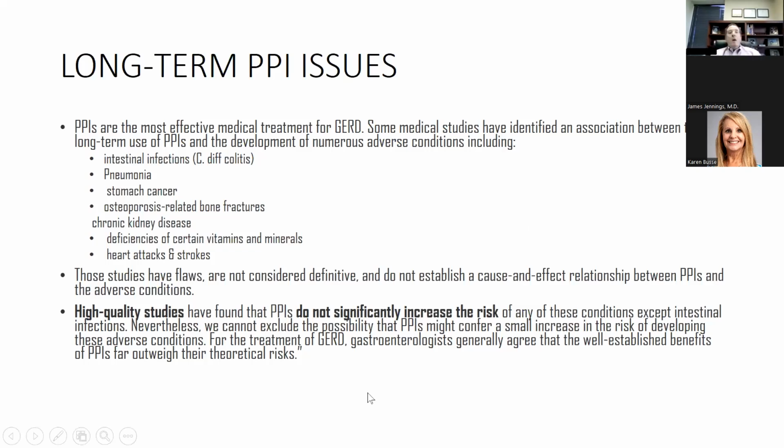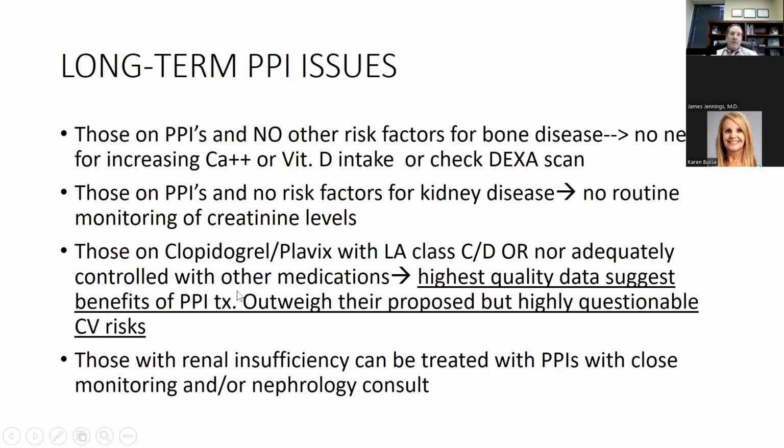But patients on PPIs, a couple of things that I think are important to know are if they don't have any risk factors for bone disease, there's no reason to put them on calcium or vitamin D supplementation or check DEXA scans earlier than they normally would for health maintenance. If they have no risk factors for kidney disease, then you don't need to monitor their creatinine levels.